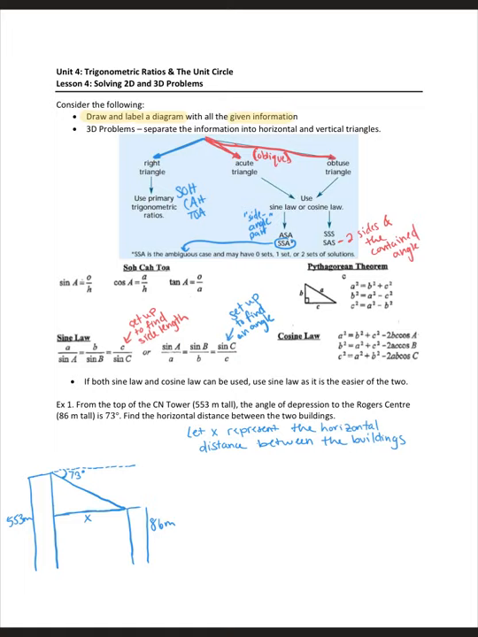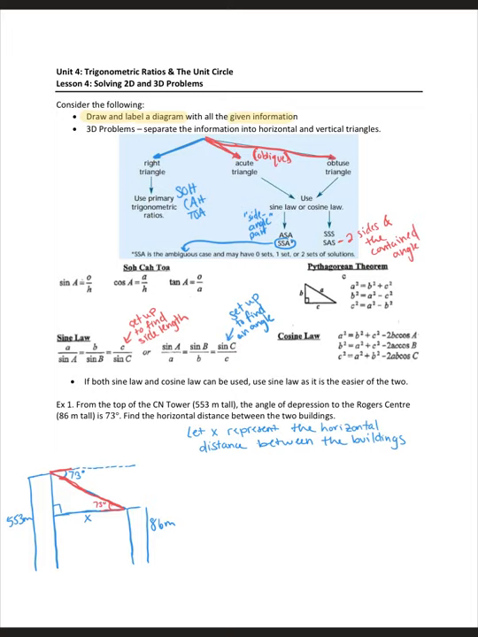All right, so we have a right triangle here because this building is straight. Some other information we can tell: remember, when we have the angle of depression, it's going to create a Z pattern with your angle of elevation. So this angle here, our angle of elevation, is also 73 degrees.